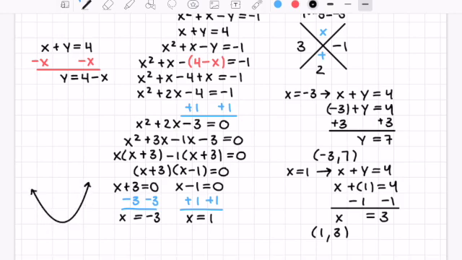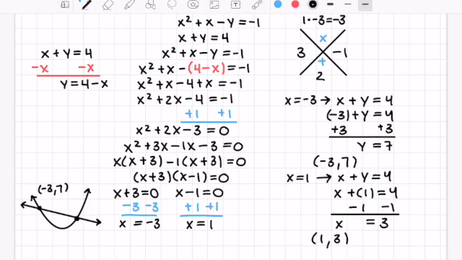And somehow in the graph, assuming it's going to go down this way, right here like this, one of the points is going to be (-3, 7). And the other point that was intersecting the parabola was (1, 3). So in this case, we got the two solution type. So our two answers are shown right here. I'll put it right here.